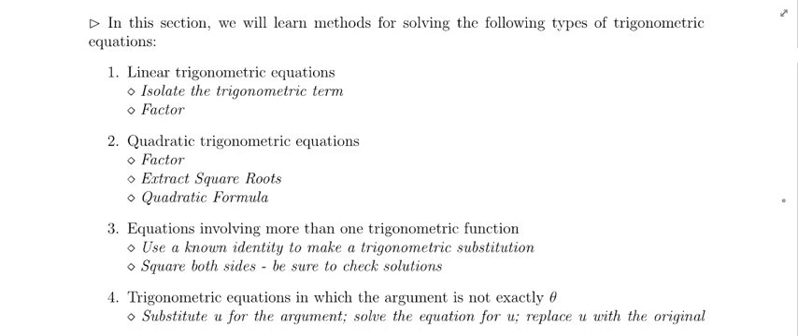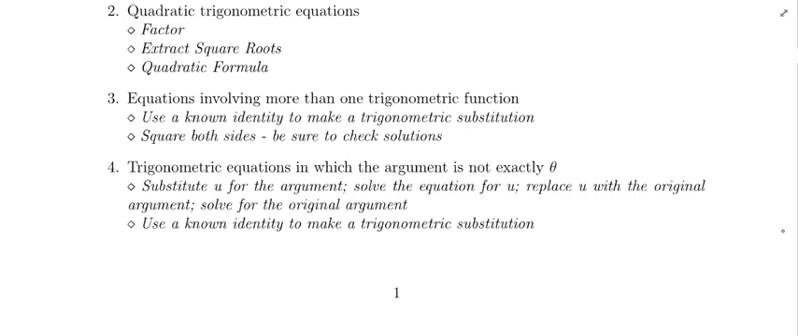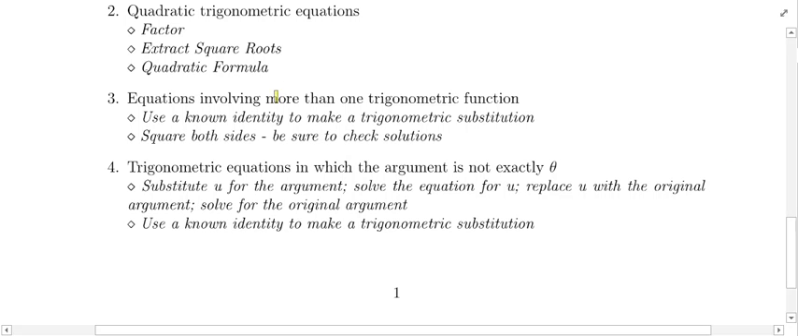Okay, there are three different things you can try there. Okay, you can factor, extract square roots, or use the quadratic formula. Okay, the next type of trigonometric equation we will look at, that's equations involving more than one trigonometric function. Okay, so what I mean by that, just to be clear, equations involving more than one trigonometric function. Okay, so your equation might have a sine and a cosine, for example. Okay, or your equation might have a tangent and a secant. It's not just one type of trigonometric function.